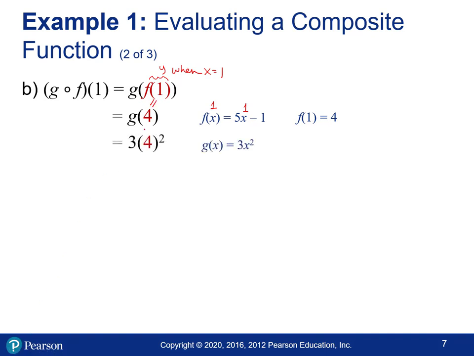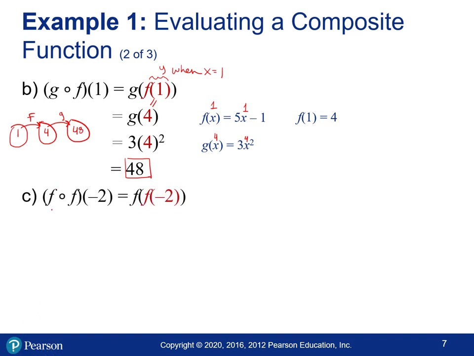And now we want g of 4. So in the g function, you're going to put a 4 into that. And then that's going to be 4 squared, which is 16, times 3. Final answer, 48. Okay, so we plugged in 1. This time it got plugged into f first, and then that gave us a 4, and then 4 got plugged into g, and that gave us 48.